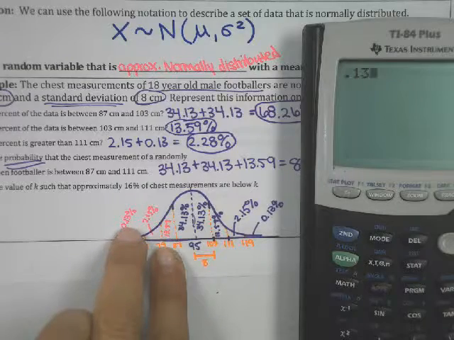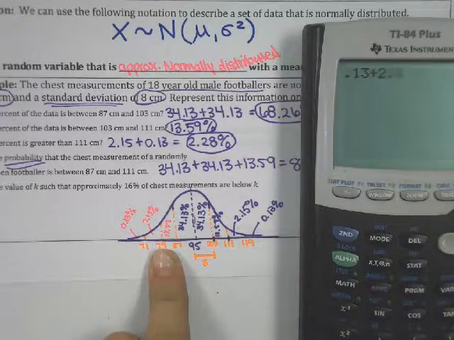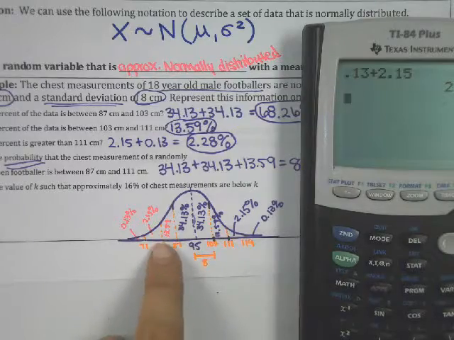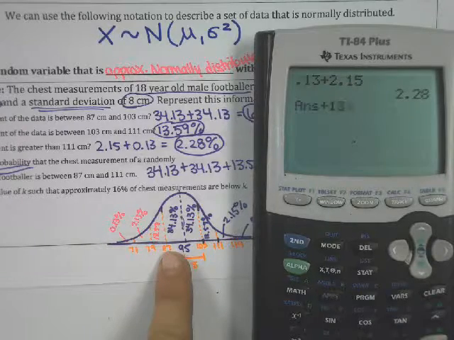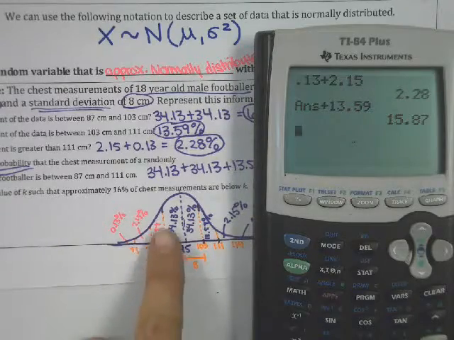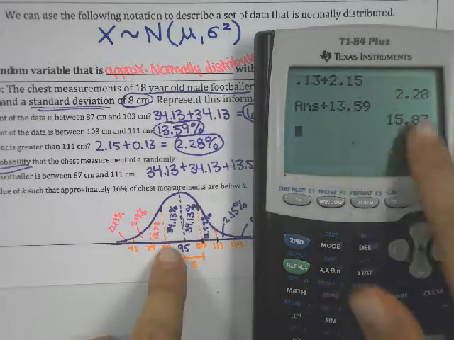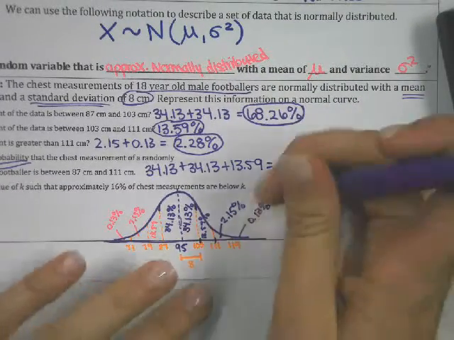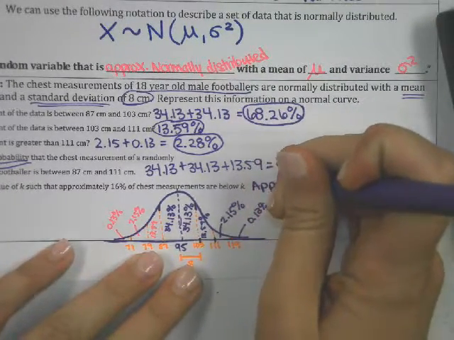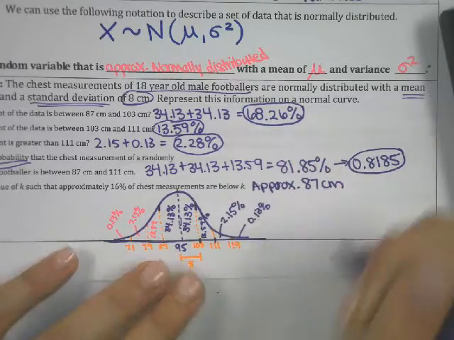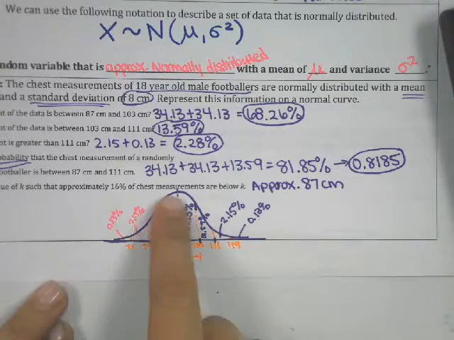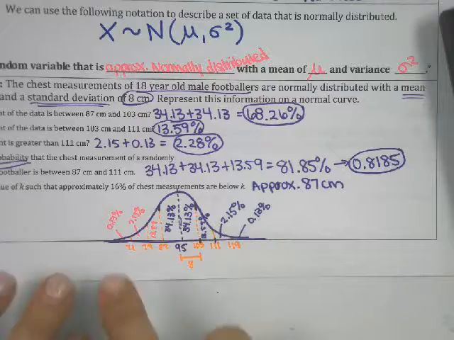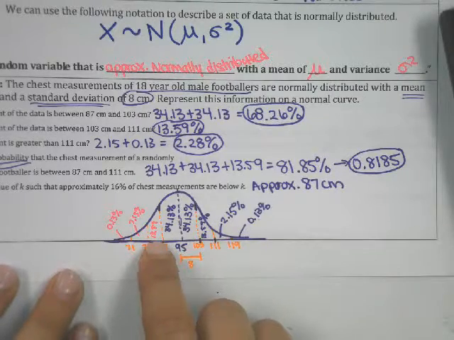At 79, it'd be the 0.13 and also the 2.15. So at 79, 2.28% are less than that. If I go to the next one, I add the 13.59. So at 87, there's 15.87 less than, and that's pretty close to 16. So we would say approximately 87 centimeters. So at 87 centimeters, approximately 16% of chest measurements are less than that.